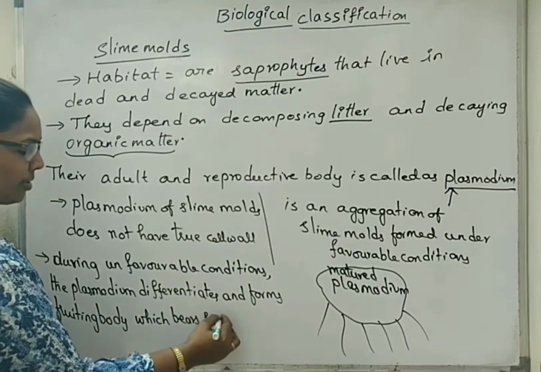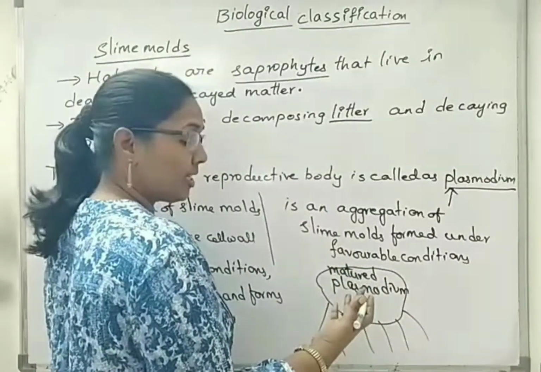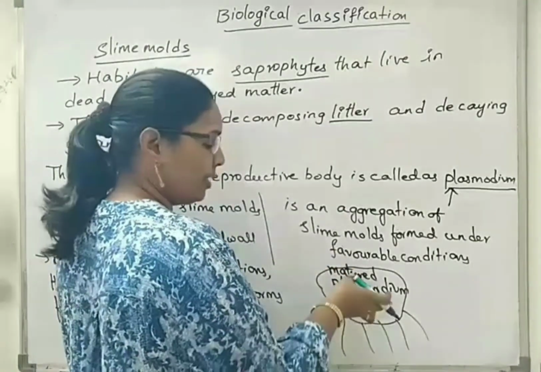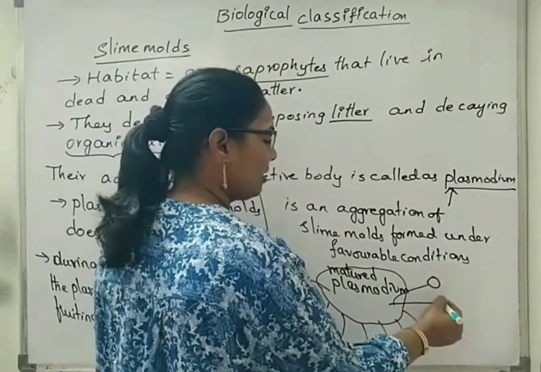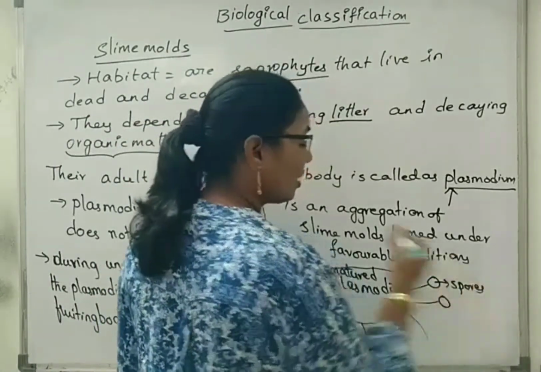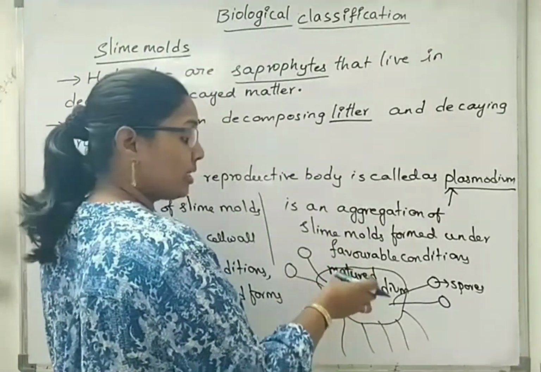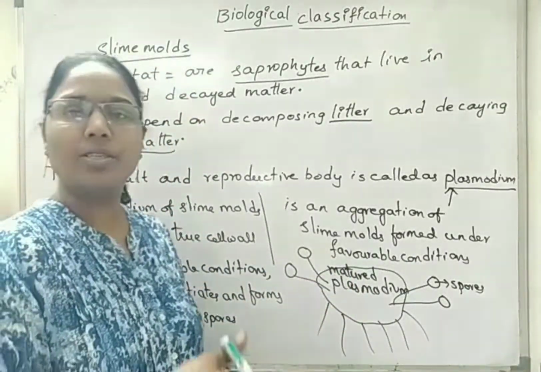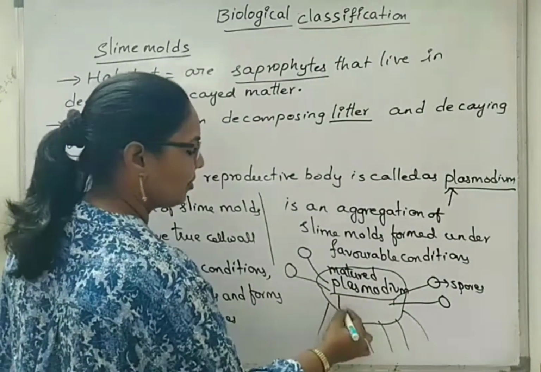Which bear spores. Now, this is during favorable condition, but when conditions are not favorable, the same plasmodium will be converted into a different fruiting body form, meaning it is ready for reproduction. So it produces special types of structures like this, and these structures are called spores. During favorable conditions, it is a normal plasmodium. But when it is bearing the spores, it is called a fruiting body. It is nothing but the plasmodium, but now it is in a stage of production of spores. This is the active form or fruiting body.